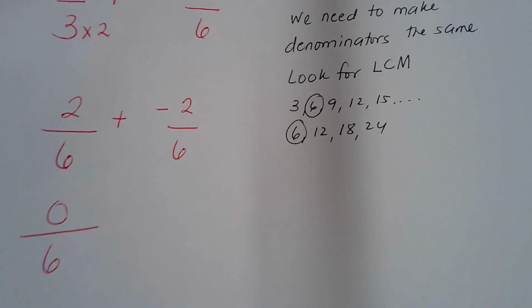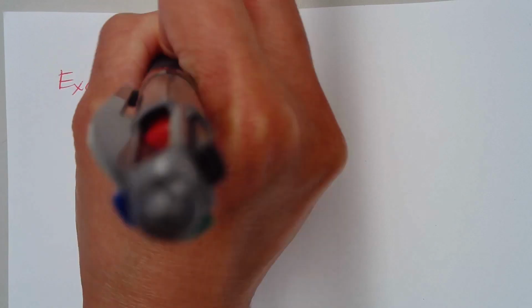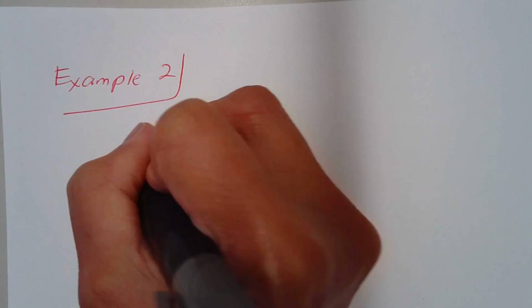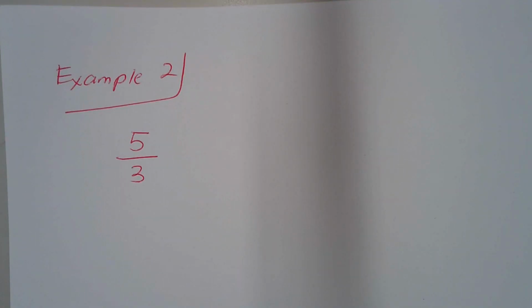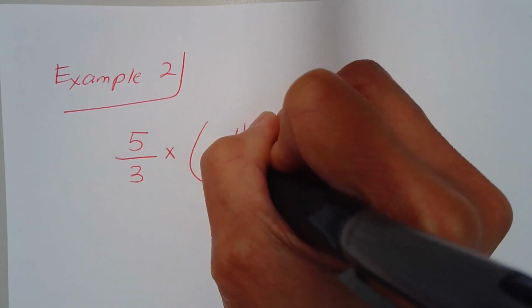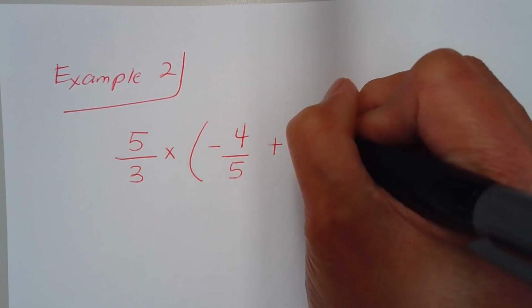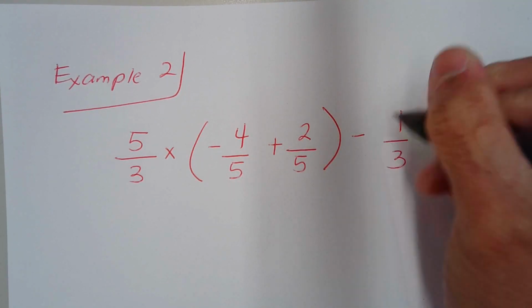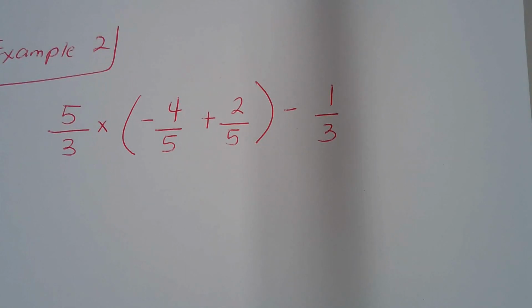Okay, let's take a look at example 2. Okay, example 2 looks like this. Okay, what do you see? What operations?